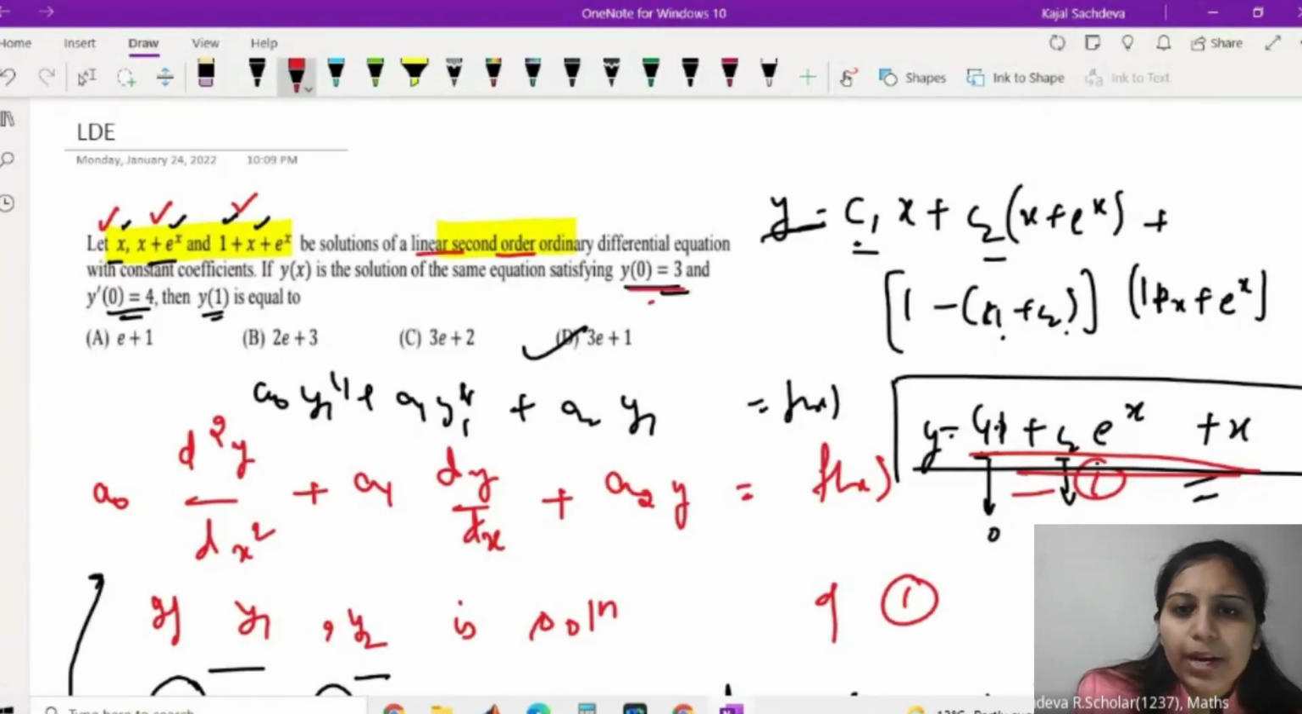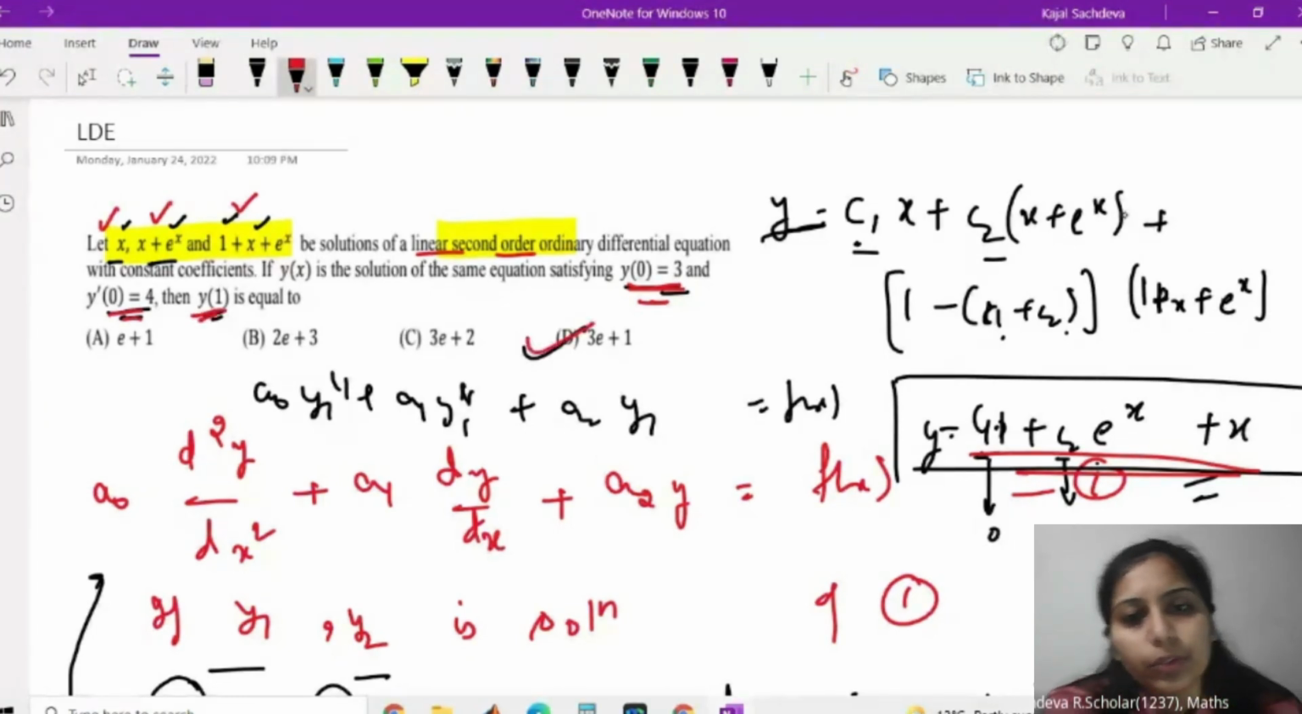And now you can find the value of constant by using y of 0 is equal to 3 and y dash 0 is equal to 4. You will get the complete y. And after that put y1, we will get the required solution.